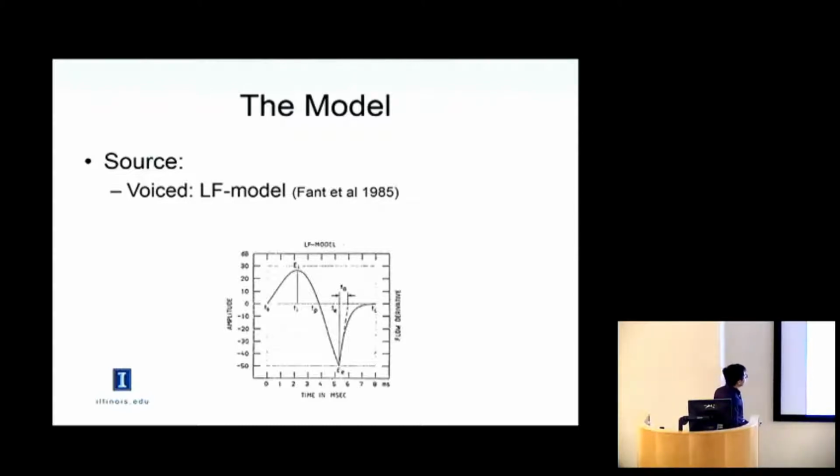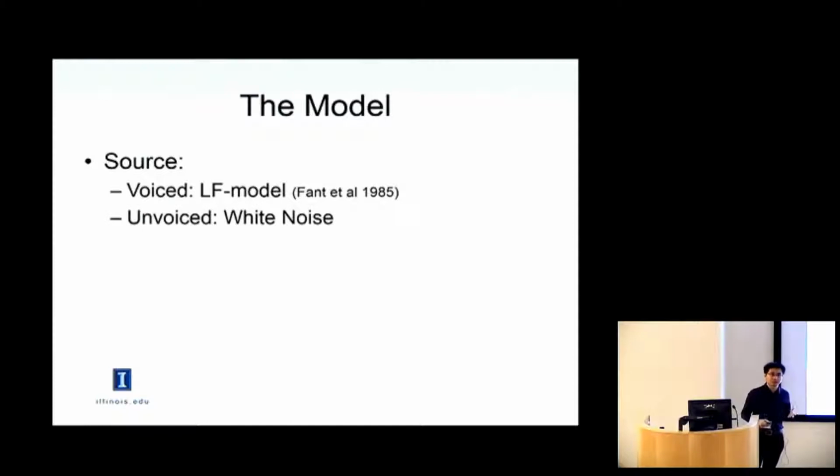And then for the unvoiced model, the unvoiced case is where your glottal cords do not vibrate, like when trying to whisper or with breathy speech. The excitation in this case is basically very high speed irregular turbulence occurring at the closed part of the glottal cords. And then we simply model this kind of excitation as white noise. So this is the source model.